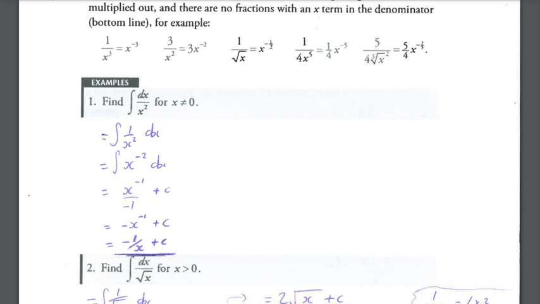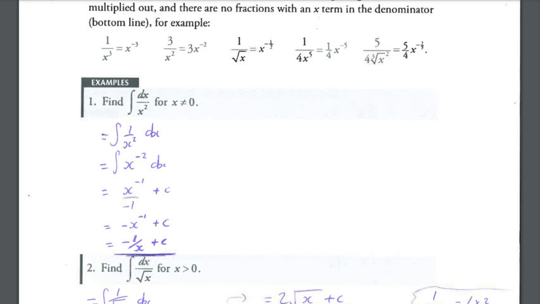So we just can't divide by 0, which you should know from the domain topic we did earlier on in the course. So we can think of dx over x squared as 1 multiplied by dx over x squared. So that would just be 1 over x squared dx. Now we cannot integrate with a function of x as the denominator, so we need to bring that up to make it x to the power negative 2 dx.